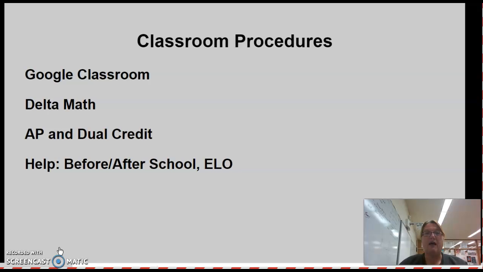This class is offered as a dual credit class to Nebraska Wesleyan, so some students are taking it for dual credit, however some students are not. So we do follow the guidelines that Nebraska Wesleyan wants us to follow as far as what I'm teaching. And sometimes I am using test questions that they want us to use. Students can also elect to take the AP test to get AP credit, and they do that through AP Central.